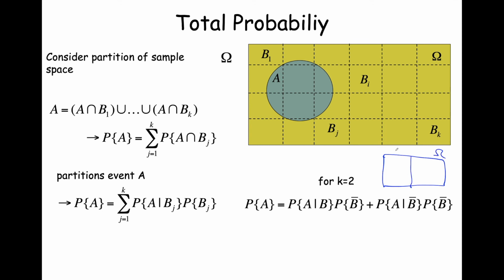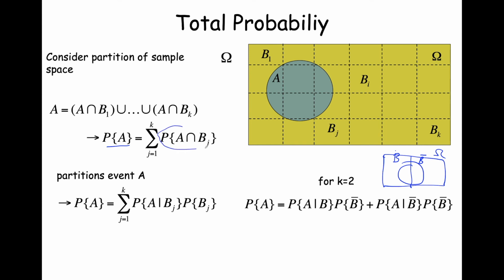We have the first B slice, B1. Let's just call it B. Our second B slice, let's call that B bar, since it's just two of them. And now we have some event A. Given this construction, we can make the probability of A by summing up A intersected with each one of the B slices.